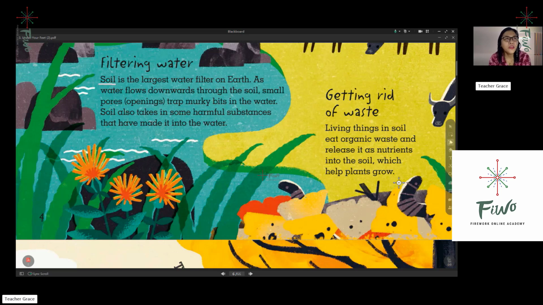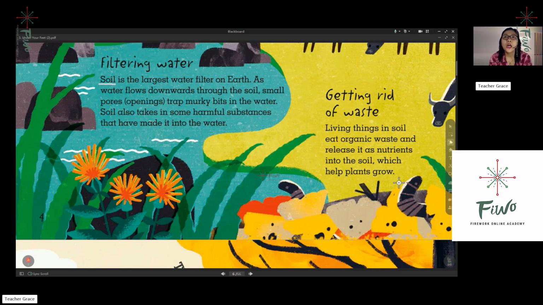Okay, so what do you think are those living creatures that are in the soil? Can you name one? I think earthworm. Yes, very good. So earthworm also has a big role in our ecosystem because they help in decomposition of some materials that are found underground.